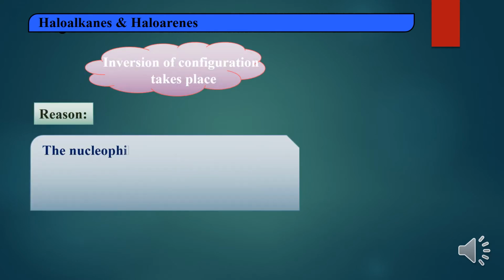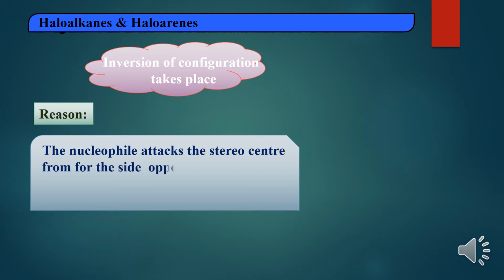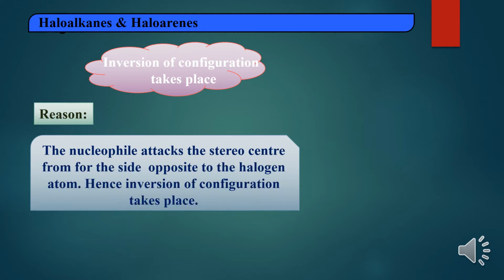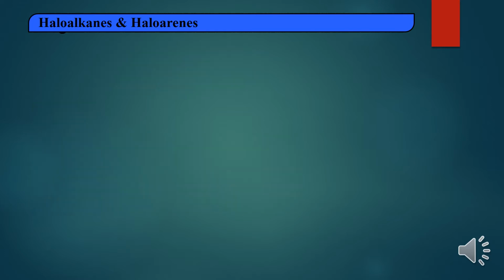The reason for this is that the nucleophile attacks the stereocenter from the side opposite to the halogen atom. Hence inversion of configuration takes place, because all the groups will be there. So there is no place to attack from the same side because halogen is already present. That's why it will attack from exactly the opposite side and get attached on the opposite side. That's why it is called inversion of configuration.